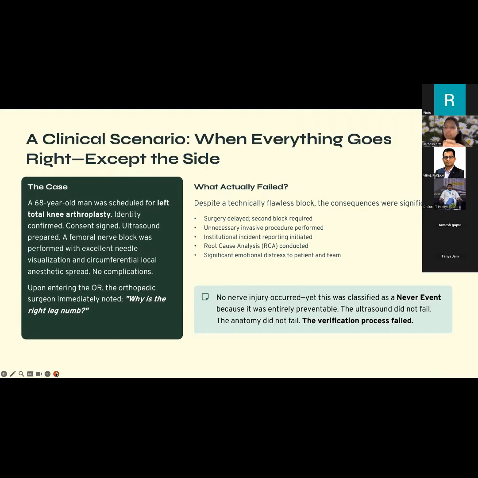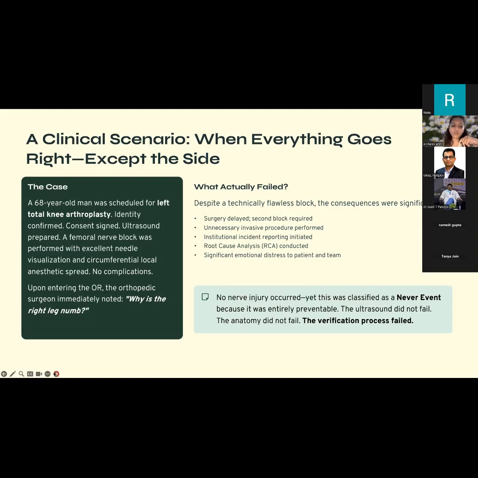Unfortunately, even though the block was technically perfect, the wrong-side performance made this a never-should-have-occurred kind of event. Despite the technically flawless block, the consequences were quite grave. The surgery was obviously delayed, you have to perform another procedure on the other side, and then of course you have to do a root cause analysis and explain to the patient and the team, not to mention our own conscience.